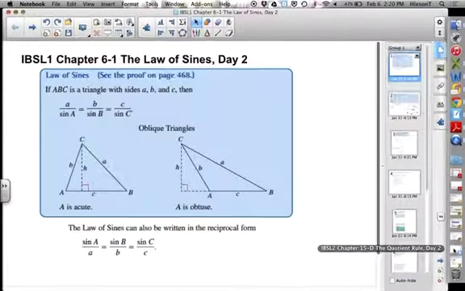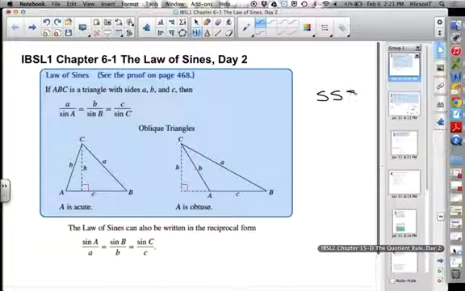What we're going to look at today, just continuing our look at the law of sines, is another case. We've looked at when you're given two angles and a side between them. We've looked at the case where you're given two angles and a side that's not between them. Now I want to look at the case, it's known as the ambiguous case, where you're given two sides and an angle that's not between them.